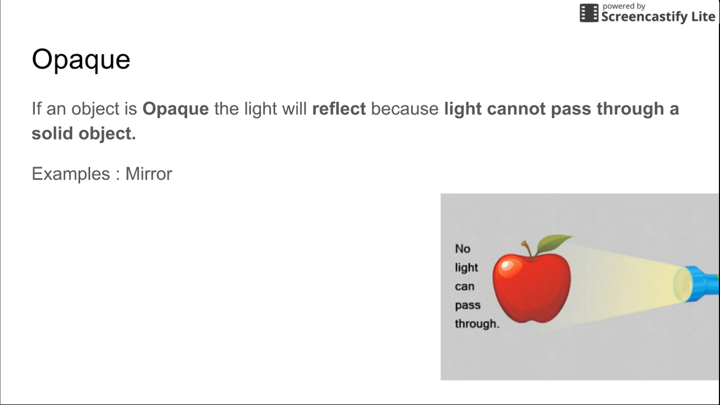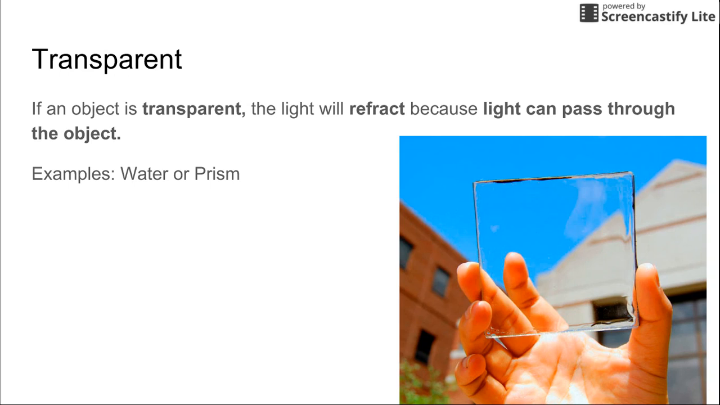If an object is opaque, the light will reflect because the light cannot pass through it. It's a solid object. So for instance, an apple cannot have light passing through because it's a solid object. And another example of this would be a mirror. If an object is transparent, the light will refract because light can pass through the object. So an example of this would be water or a prism. So you'll notice a bit of a distorted view as light is refracted when it comes through.